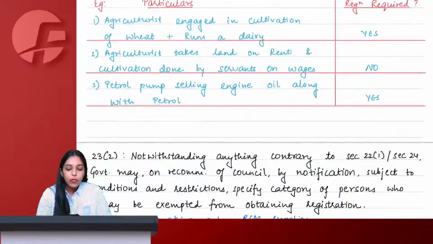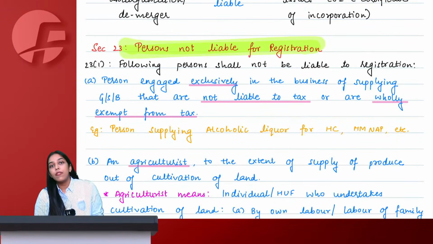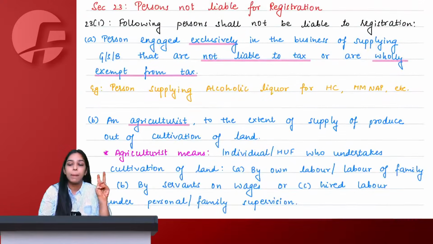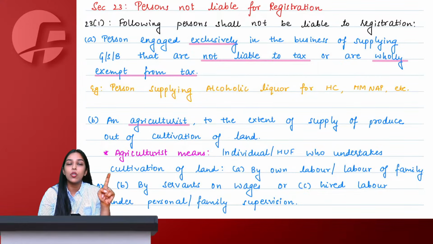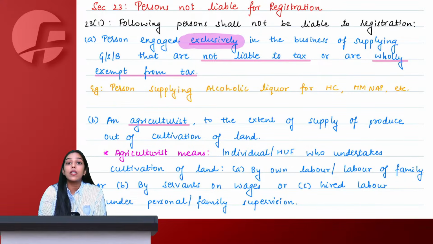Yes, ma'am. Then moving on to section 23, which says persons not liable for registration. Section 23 says that particularly two kinds of people are not liable: first, those who are exclusively doing wholly exempt or non-taxable supplies. What will they do even after taking registration, because they do not have to collect GST? So here, if a person is, the word is important, exclusively.